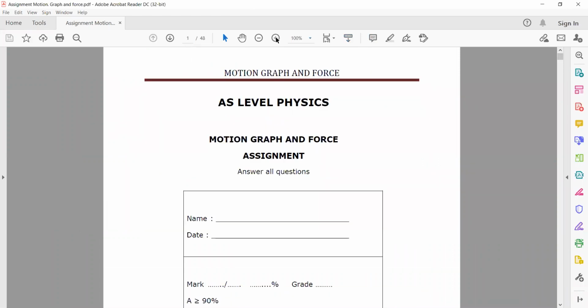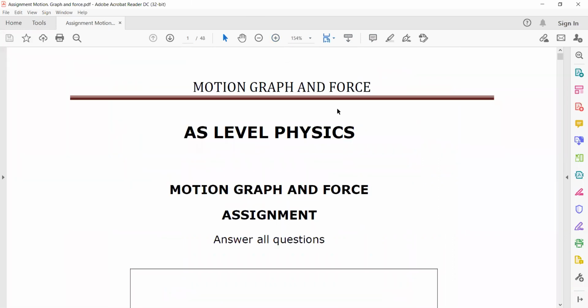So this one was AS level physics motion graph, fourth assignment. In the next session, we'll discuss more questions from this assignment.